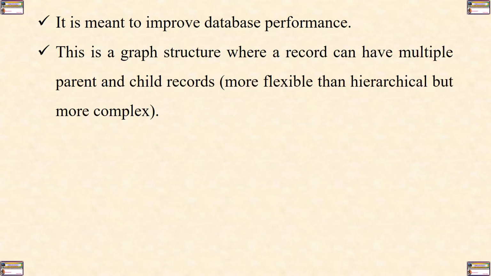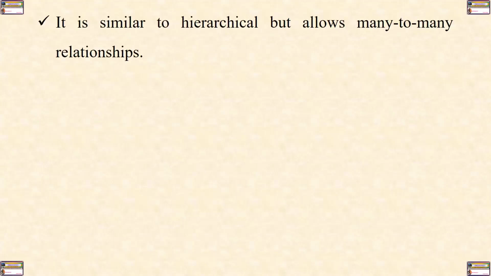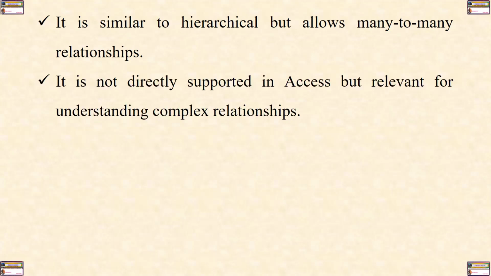This is a graph structure where a record can have multiple parent and child records, making it more flexible than hierarchical, but more complex. An example from a database is a situation whereby a course belongs to multiple programs, and the programs can include multiple courses. It can be represented as network links. Now, it is important, my dear students, to note that the network model is similar to the hierarchical model, but allows many-to-many relationships. It is not directly supported in Access, but it is relevant for understanding complex relationships.